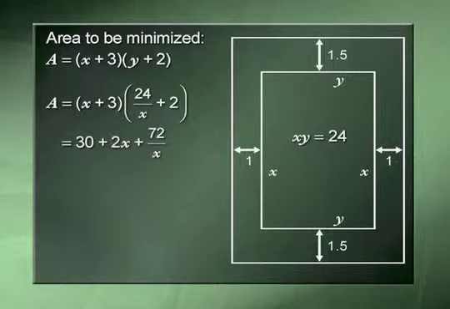You get a constant term which is composed of the x times 24 over x, that's 24, plus 3 times 2, that's 30. And then you get a term involving x, 2x, and a term involving the 1 over x, in other words, 72 divided by x. So there's our new area function spread out in front of us. That's the function I'm going to want to differentiate.